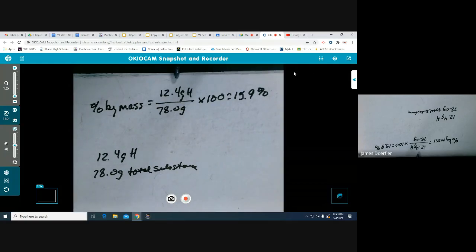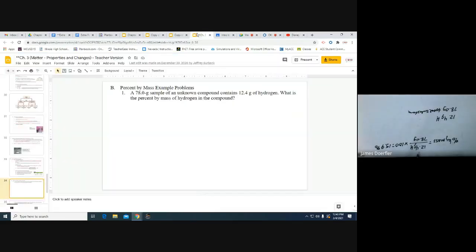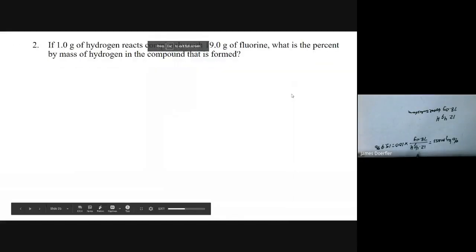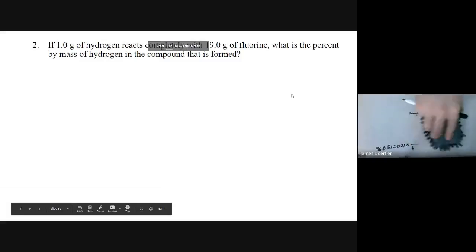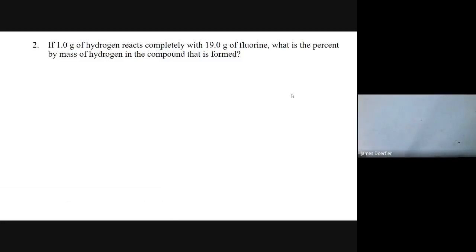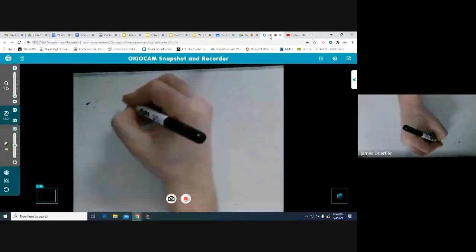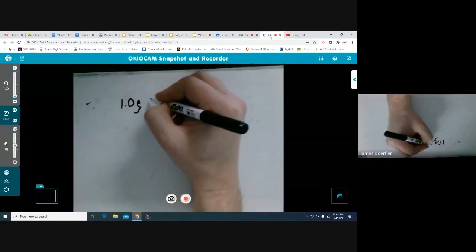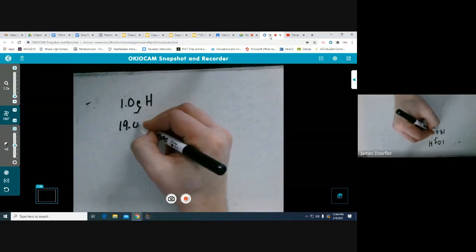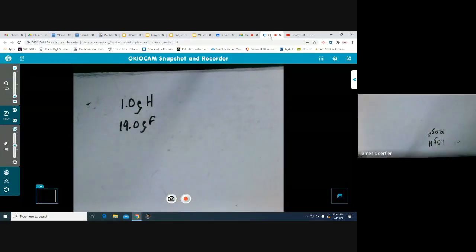But what happens if we're not given information that is necessarily 100% straightforward? For instance, our next problem. If 1.0 gram of hydrogen reacts completely with 19 grams of fluorine, what is the percent by mass of hydrogen in the compound that is formed? So we have 1.0 grams of hydrogen and 19.0 grams of fluorine.